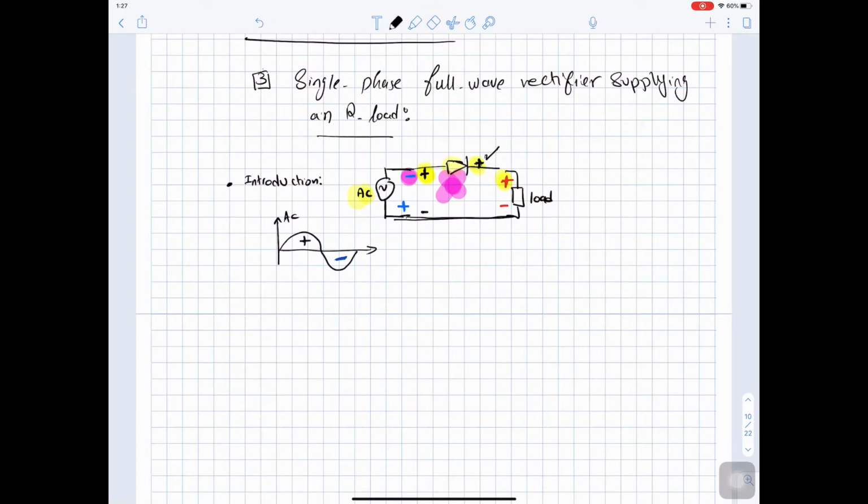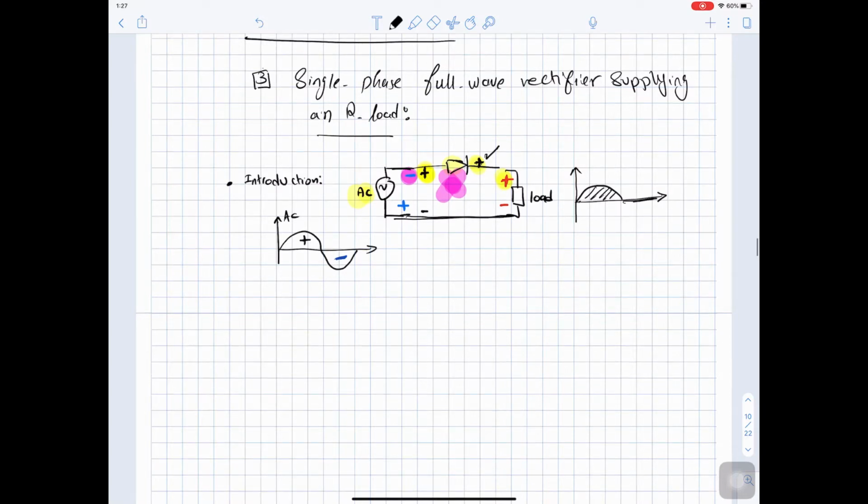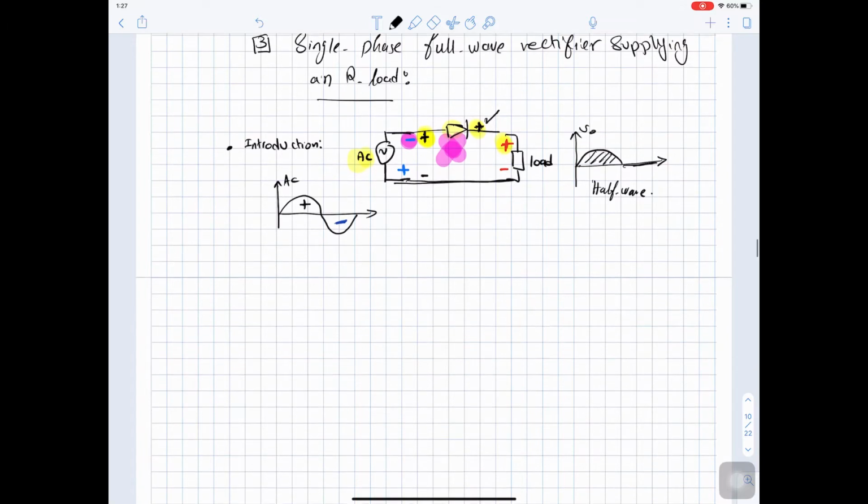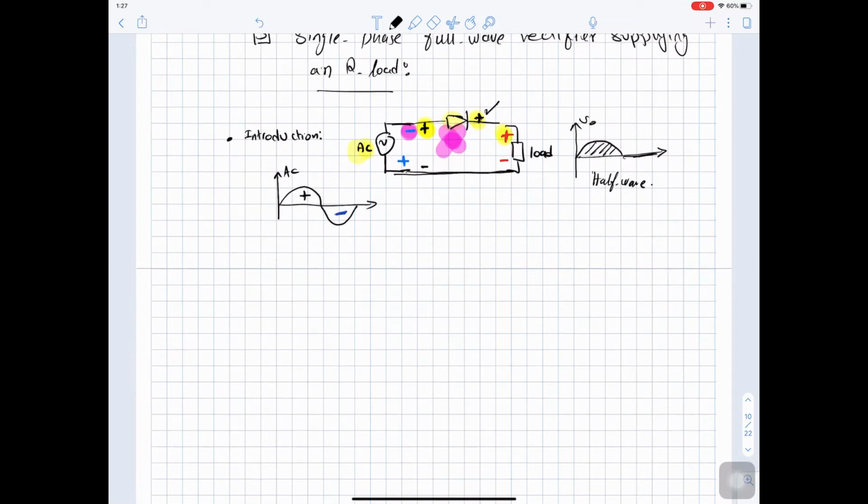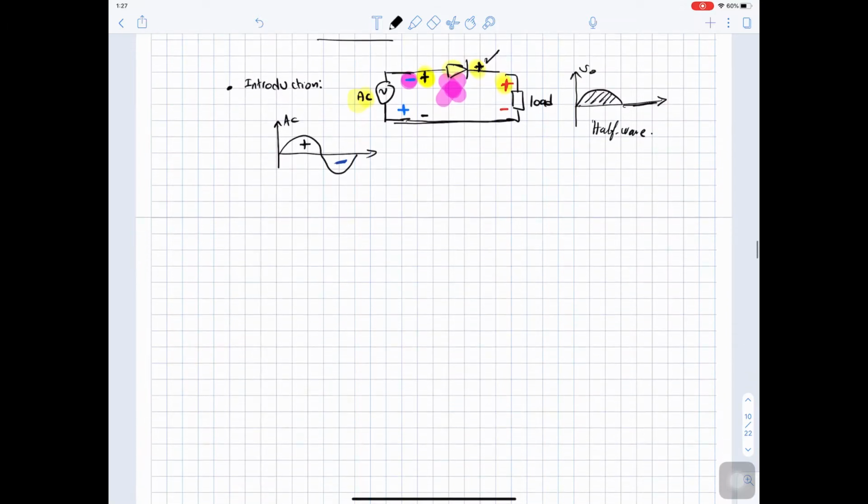So when we look at the load, only the positive wave will pass through the diode, and during the negative, the diode will open, leaving the circuit open, so V out will be half wave. So this is the case for half wave rectifiers. Now, based on this idea, we can come up with a very good concept or very good connection.